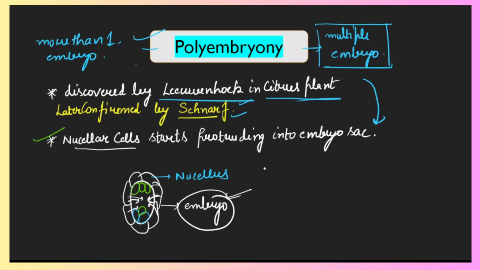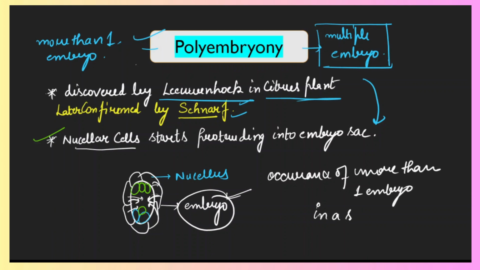Okay, and the occurrence of more than one embryo in a seed, that is called the polyembryony. Sometimes the nucellar cells or other cells like integuments also protrude into the embryo sac and form the embryo. So multiple embryos are present in a seed. That condition is called the polyembryony.